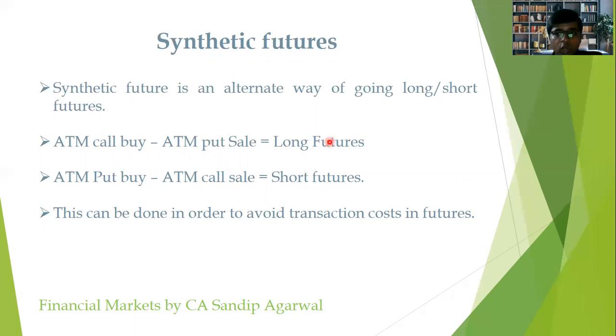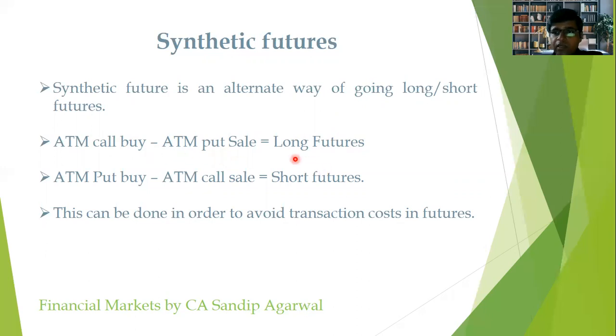Why? If you recall my earlier videos, I have explained the delta of an ATM call option is 0.5 and the delta of an ATM put option is also 0.5. In this case, the person is buying an ATM call option, so the delta will be plus 0.5. And at the same point of time, the person is selling an ATM put option, so the delta in this case will also be plus 0.5. So it will be 1, whereas the delta of a long future is also 1. So this is called synthetic futures.